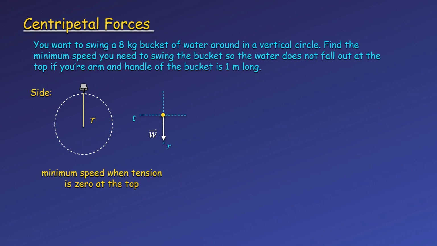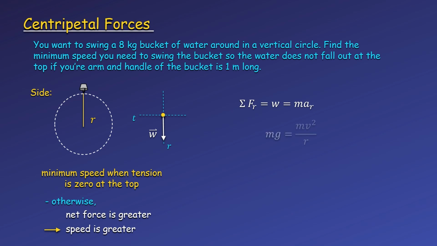This means the bucket will be its slowest at the top. The weight will again start to accelerate the bucket after it passes through the top. And this is why we look for the minimum speed at the top. Again, if there is any pulling force from our arm, the greater net force would correspond to a greater speed of the bucket. We set the weight equal to mass times radial acceleration. Here the mass will again cancel, and we find the minimum speed only depends on the radius of the circle and the value of g.